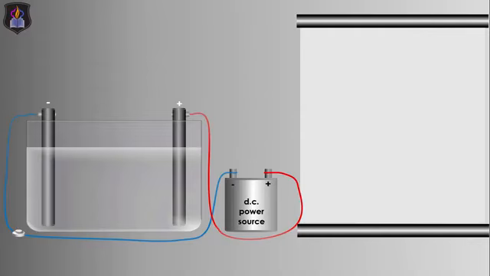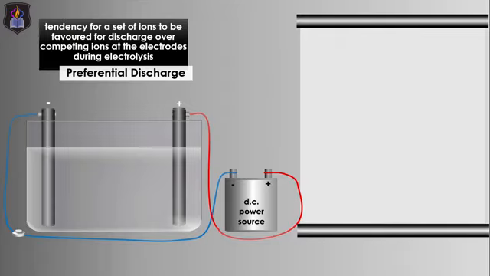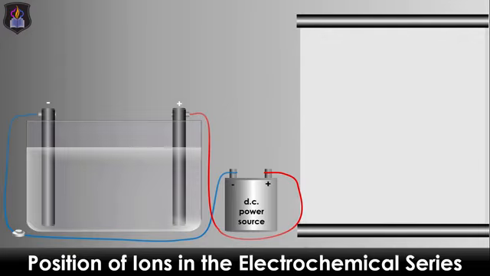Welcome back. First of all, what do you understand by the term preferential discharge or selective discharge of ions? It is the tendency for a set of ions to be favored for discharge over competing ions at the electrode during electrolysis. The first factor to be considered is the relative position of ions in the electrochemical series. Here, ions lower in the series are preferentially discharged to the ones above them, all other factors remaining constant.